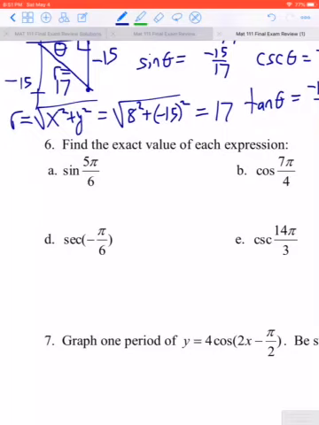In question 6, we want to find the exact value of each expression. For these problems, you want to start by making sure that each angle is represented in the standard position, that's between 0 to 2 pi. You will have a unit circle for the final exam, so the good news is you can look up some of these values.